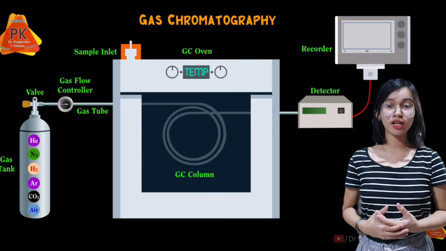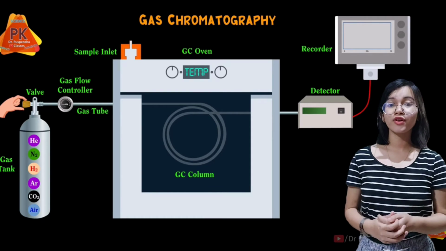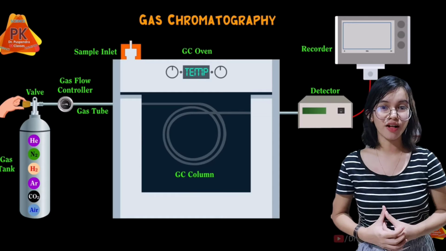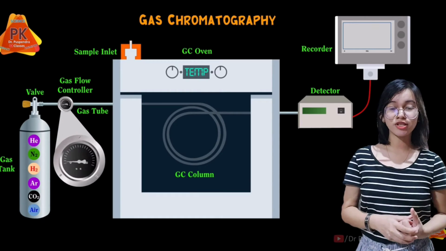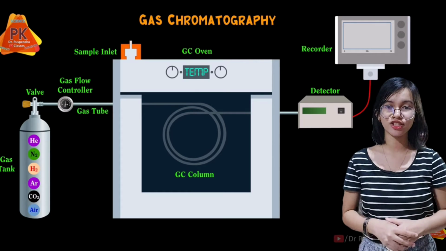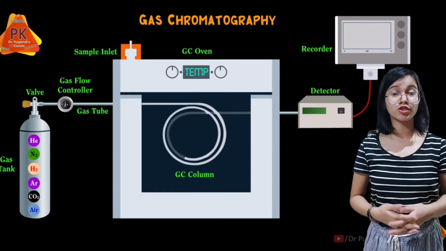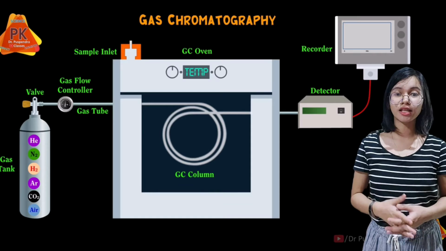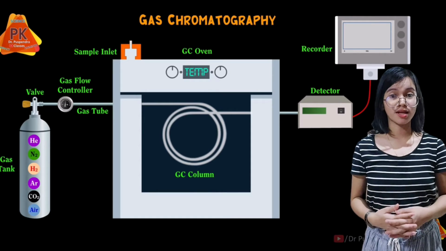Now, coming to the working of the GC instrument, first we will open the gas tank valve, then set the pressure of the gas mobile phase at 40 to 80 pounds per square inch. The gas mobile phase will be flowing into the GC column. After that, we will inject the sample into the sample inlet.